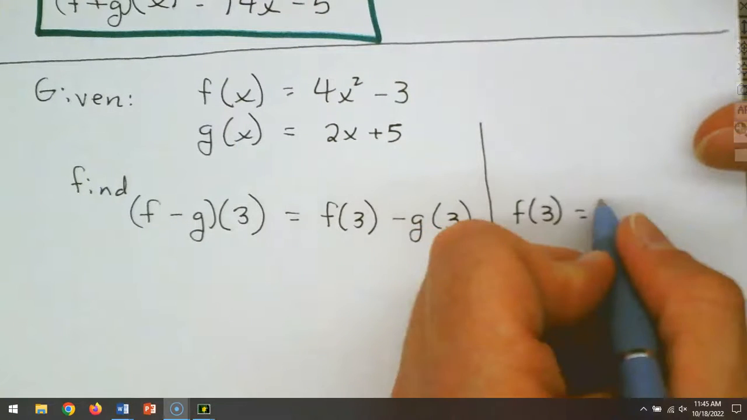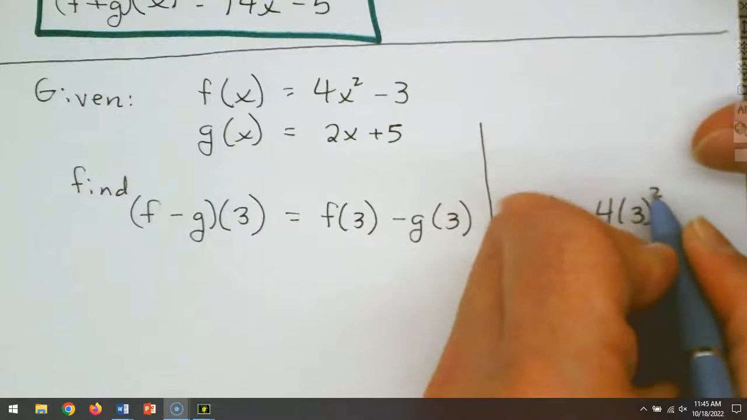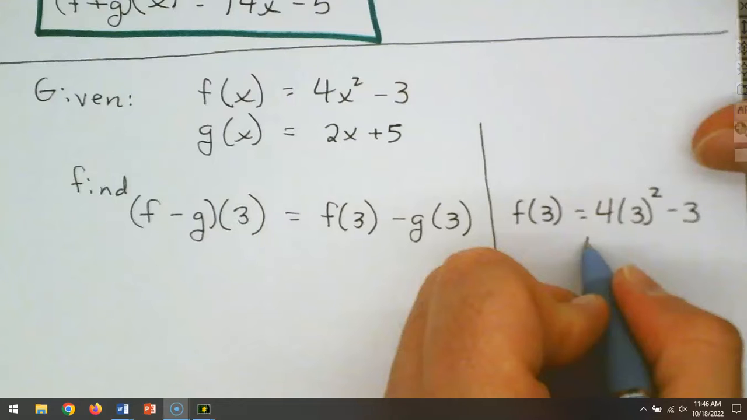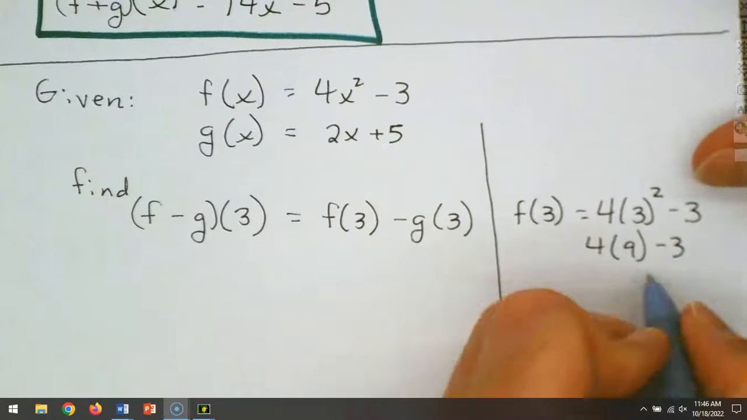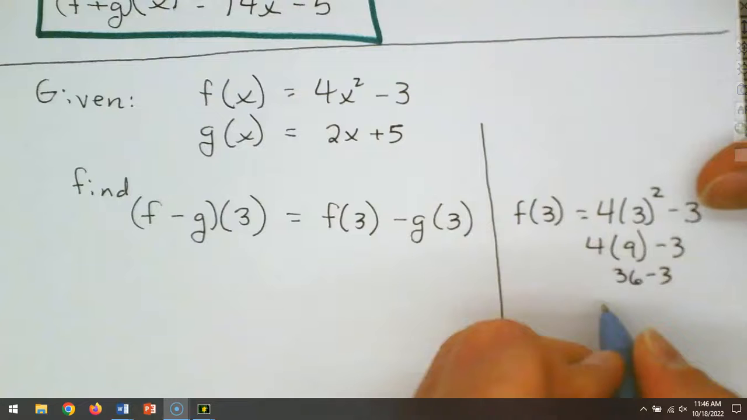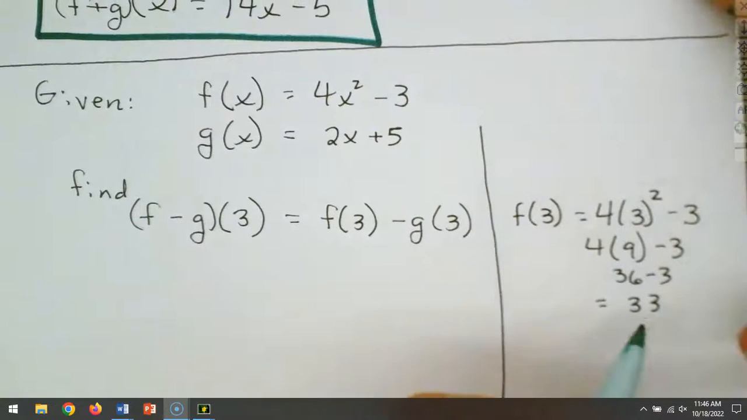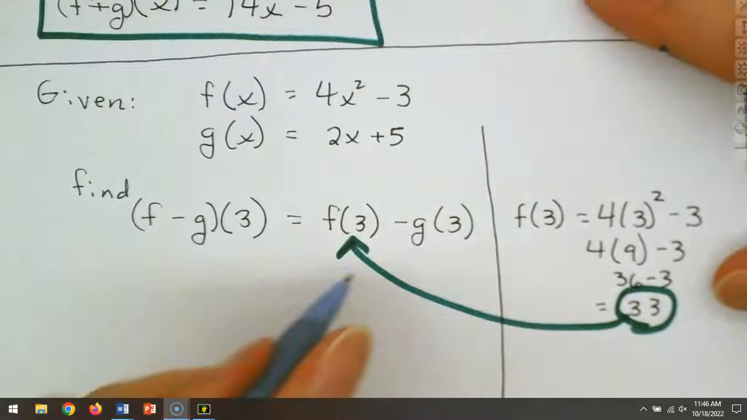f of 3 would be 4 times 3 squared minus 3. So 3 squared is 9. And that's 36 minus 3, which is then what? 33. Okay, and that piece gets replaced. So there's your 33.